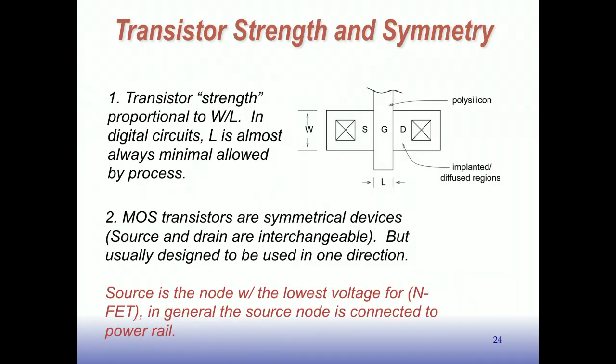Okay, so the first thing about transistors that's important for this class is two things. It's the strength and the symmetry we talked about already. So symmetry, this is number 2 here. MOS transistors are symmetric. Source and drain are interchangeable, right? But usually they're designed to be used in one direction.